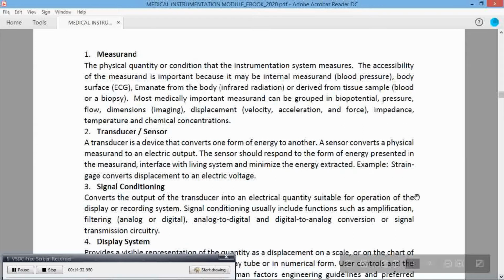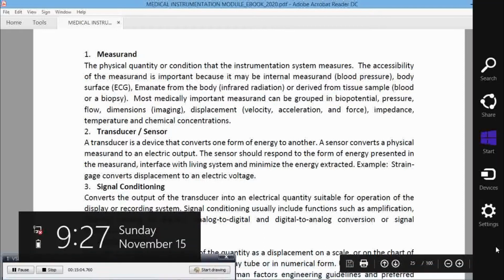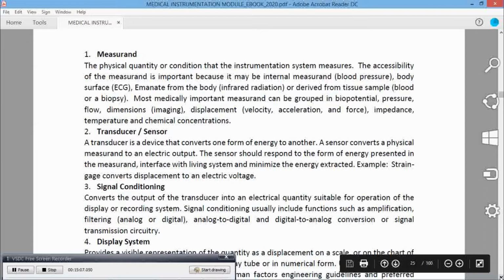So measurement is important because it may be internal measurement, such as blood pressure, surface ECG, infrared radiation, or derived from a tissue sample, blood, or biopsy. Most important medical measurements can be grouped into biopotential, pressure, flow, dimension, displacement, acceleration, impedance, temperature, and chemical concentration. These are all the types of properties or measurements conducted in biomedical instrumentation. Okay.